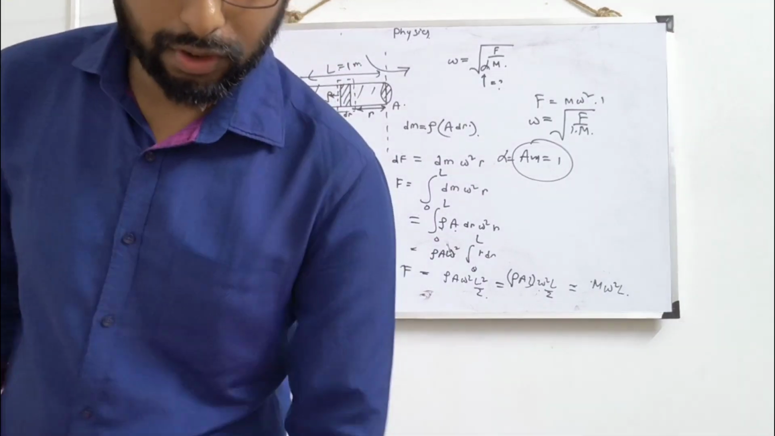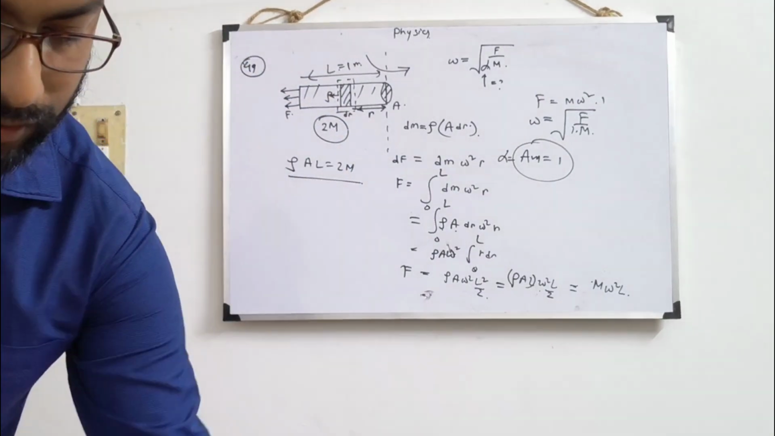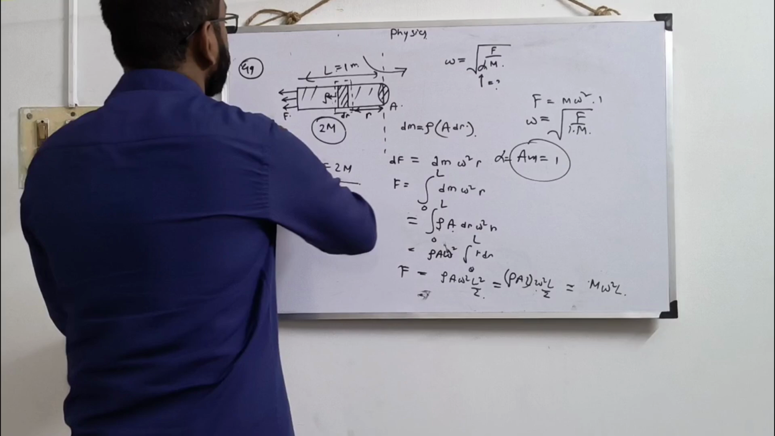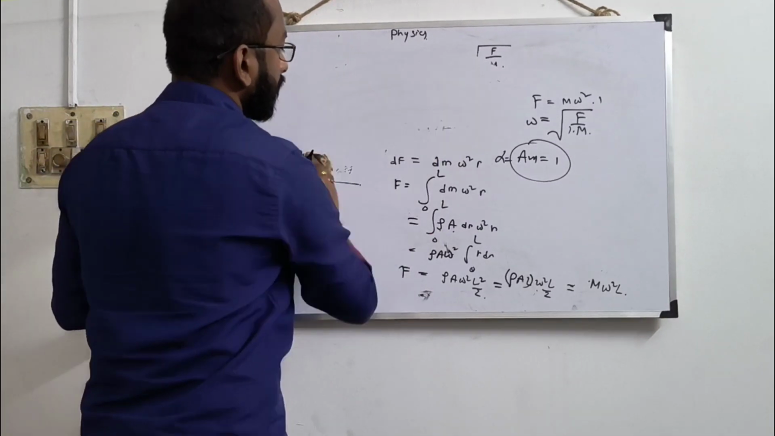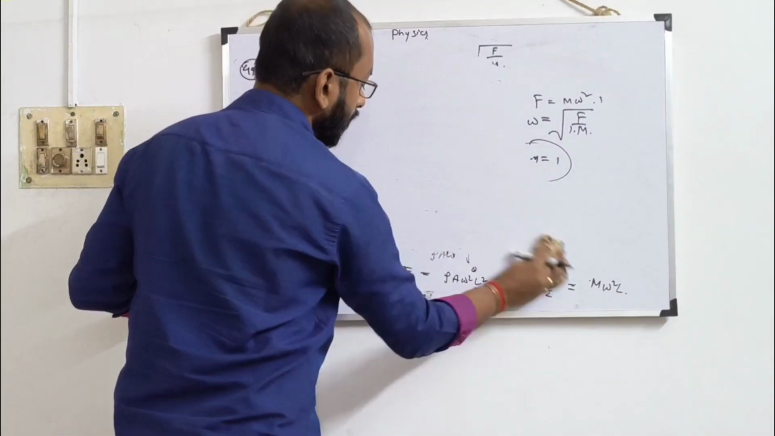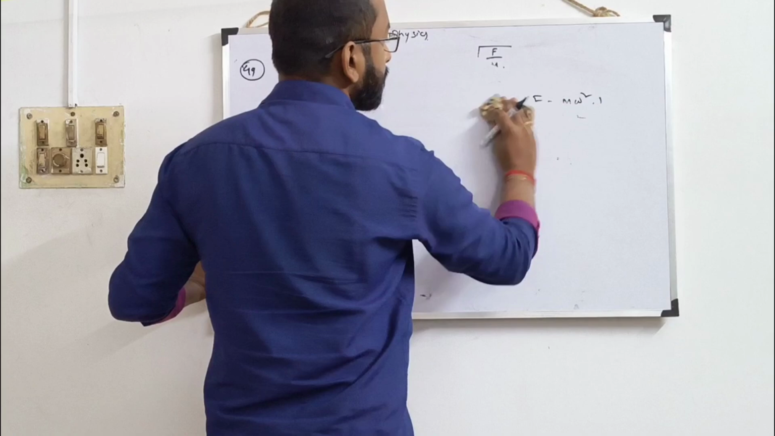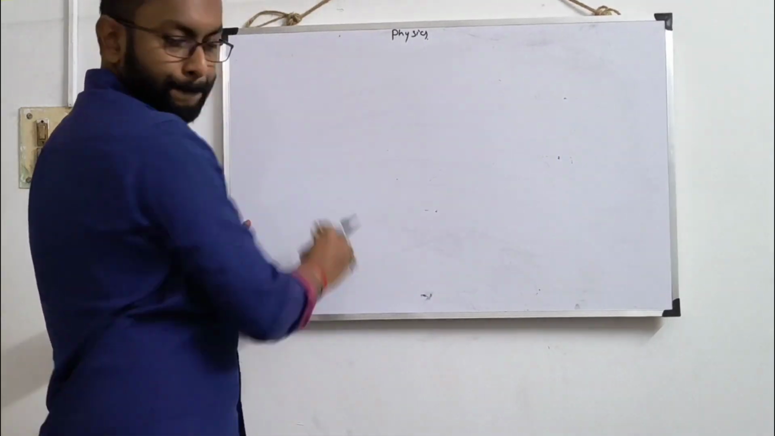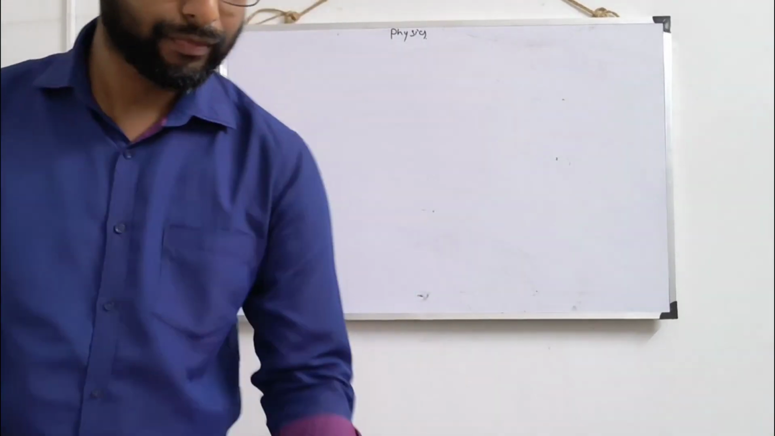Done. Okay. The next question is a current electricity question. We'll just directly wipe out the board and then we'll proceed to the next question. The last question of our physics paper.